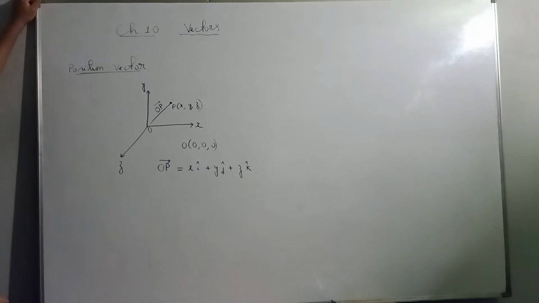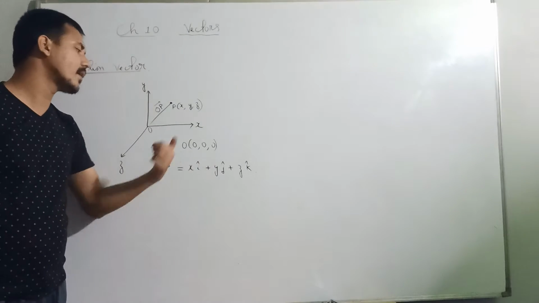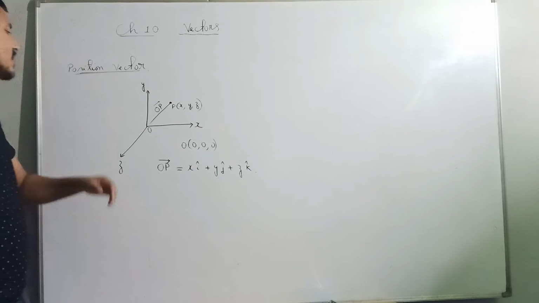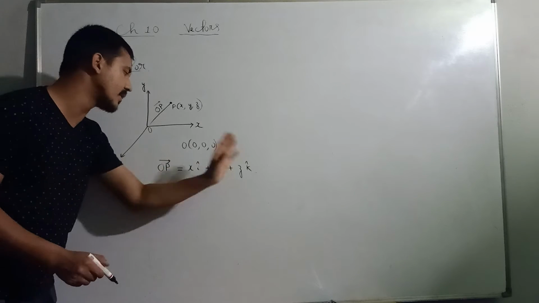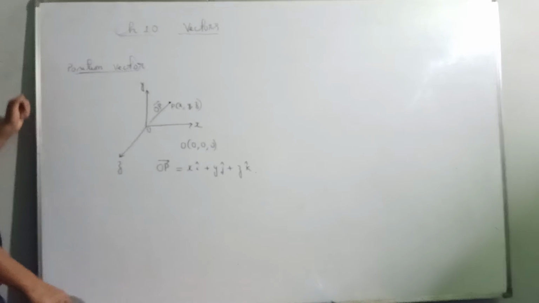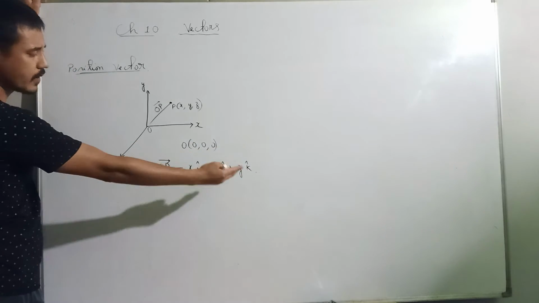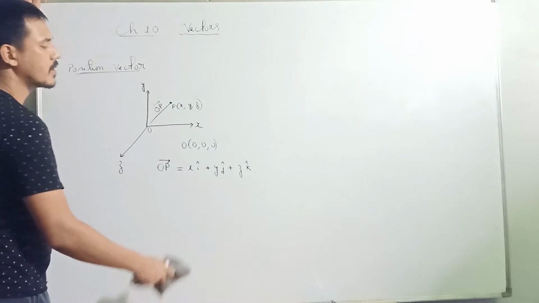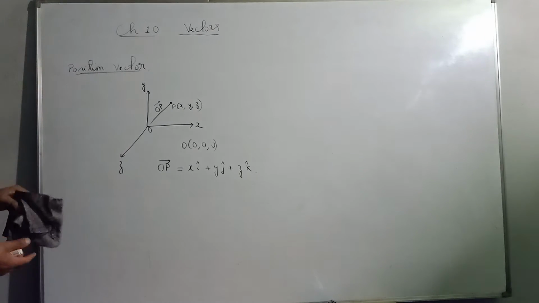We will come later to what i cap, j cap and k cap are when we discuss types of vectors. Let me not highlight anything about that now. When I come to the types of vectors, you already know what i cap, j cap, k cap are, but I will highlight them again there.